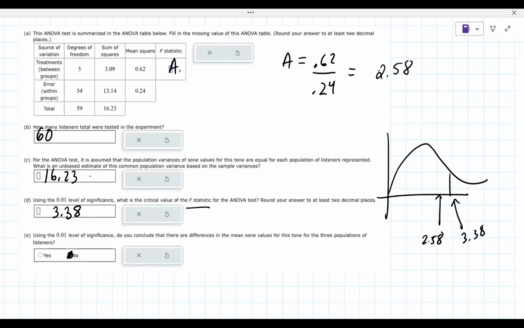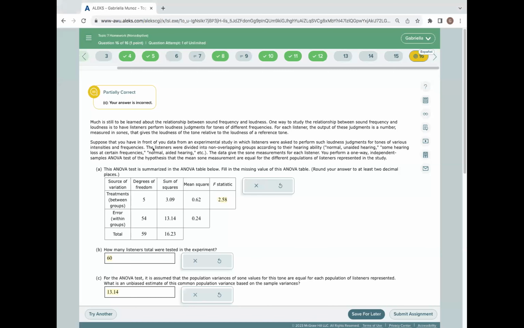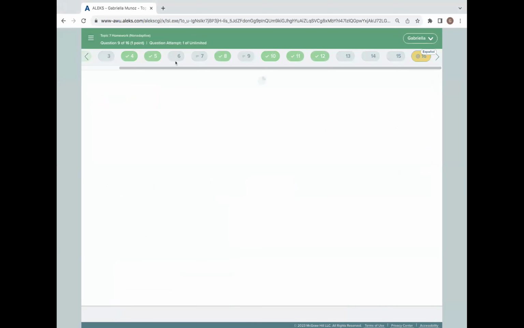It's saying 3 is wrong. C is wrong. All right, I'm not sure. It could be 3.09, could be the 13.14. I'm not sure, one of those. That's good enough. Okay, I believe that's all. The rest I'm going to ask my teacher about.